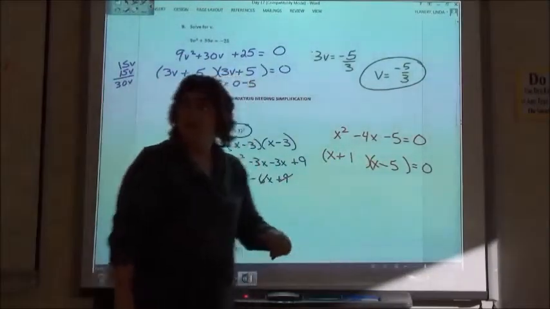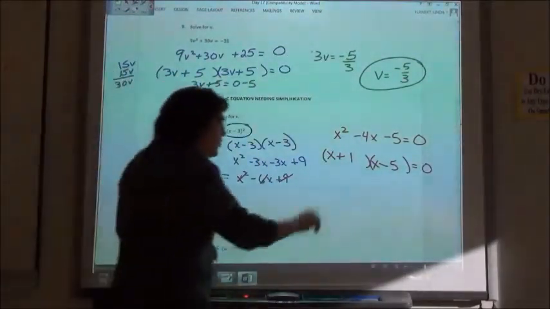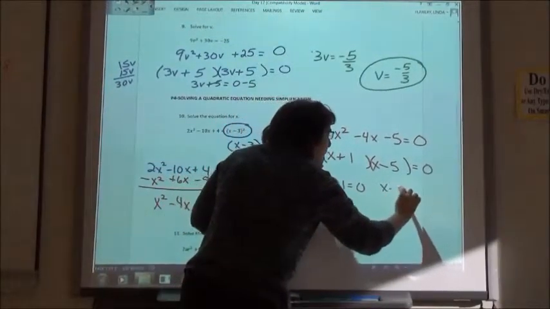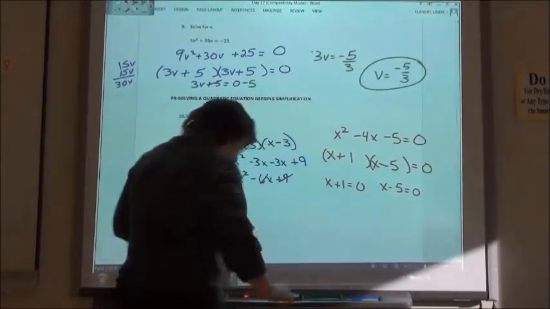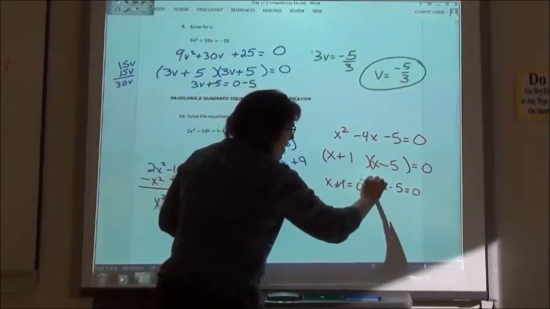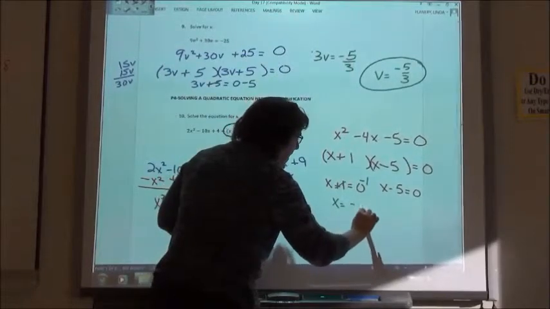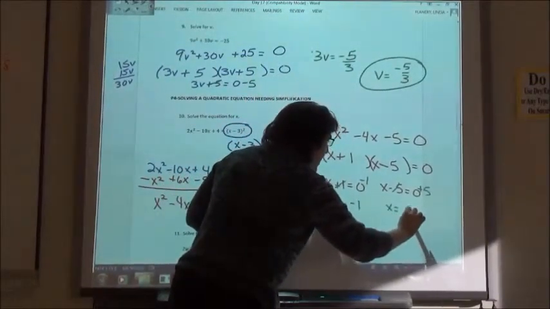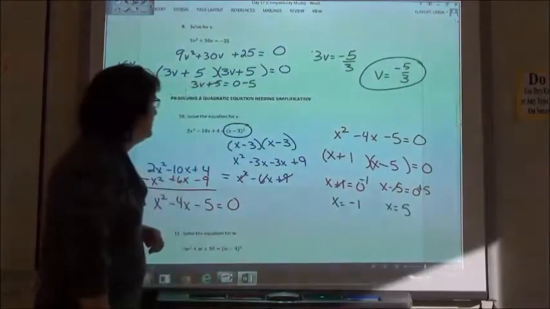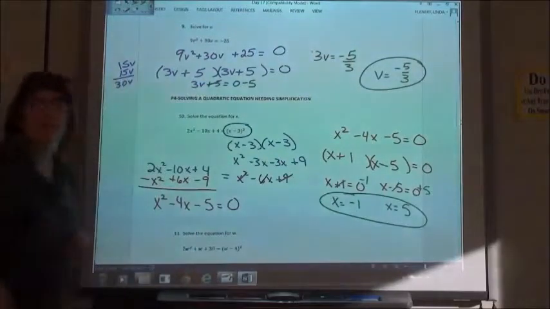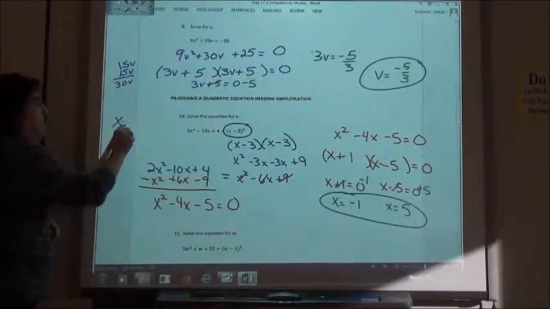Once I have it factored, just like on those previous ones, I have two easy problems to do. Either x plus 1 equals 0 or x minus 5 equals 0. So when I solve, I'm going to minus my 1 and get negative 1, and plus my 5 and get positive 5. So x is going to equal negative 1 or 5. They'll put a comma in there.